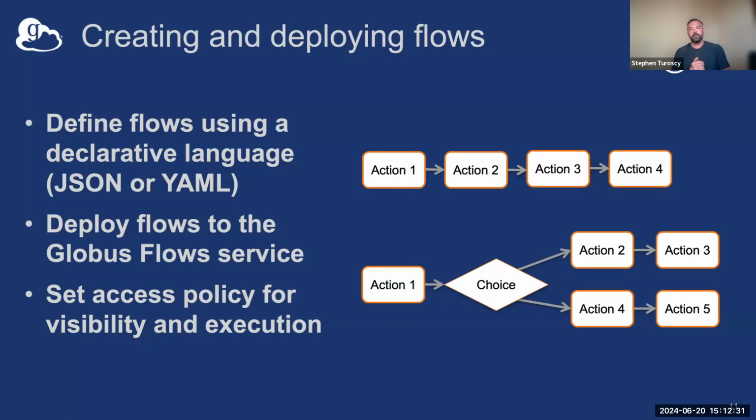Creating and deploying flows. I'm going to show you a little bit of this in a second, but they're generally deployed and defined using a very declarative and common language, JSON or YAML. Very clearly defined, and in our documentation, pretty clearly defined. You deploy to the Globus flows service. Then you can set access policies for who can actually see the flow down to who can run it. And then you see another flow diagram there, a simple one where you just have action, action, action, and one where there's a choice, you can branch off and go into different actions.